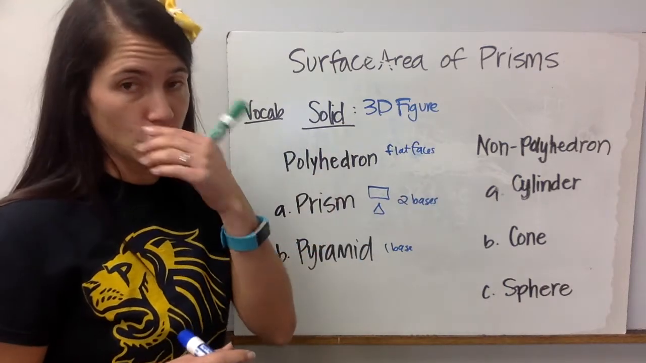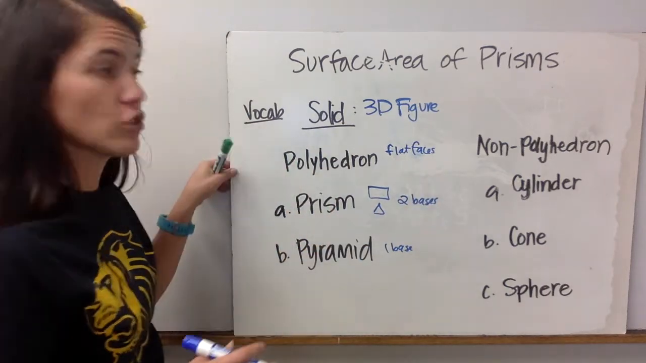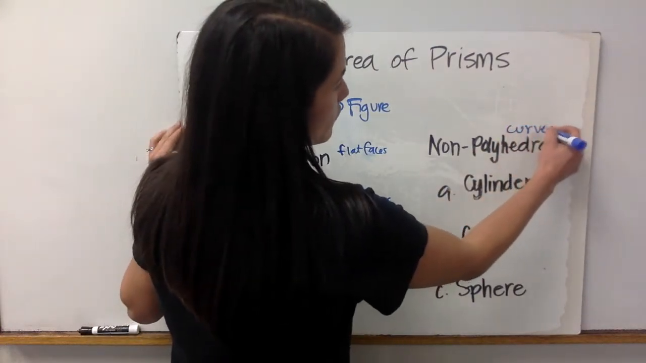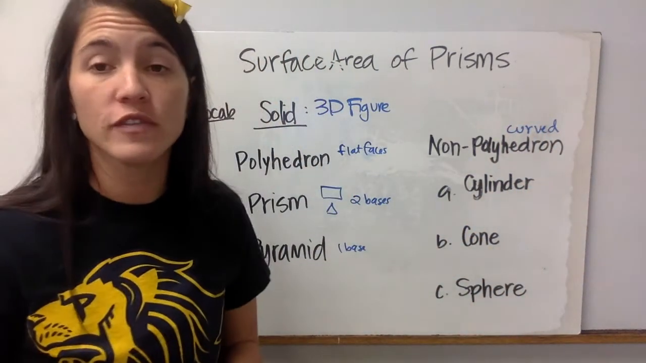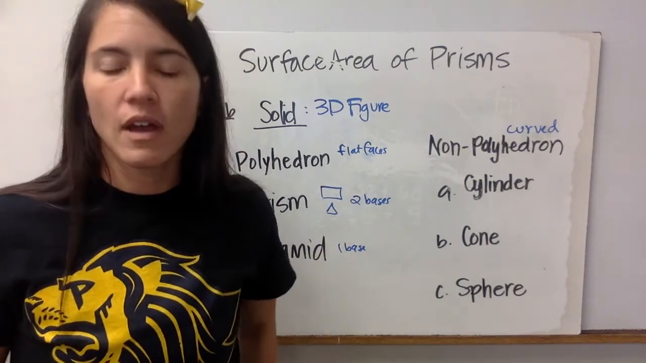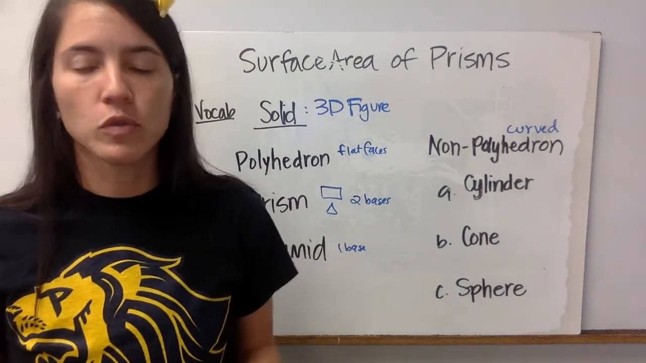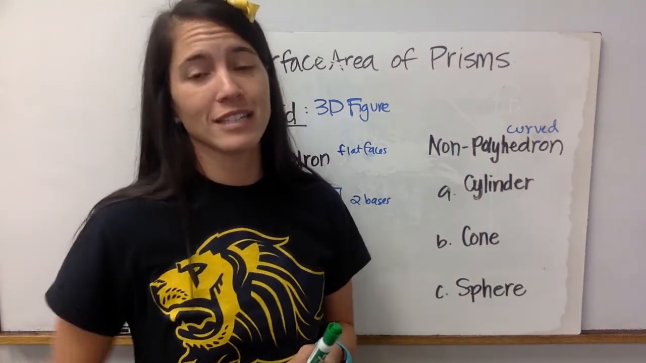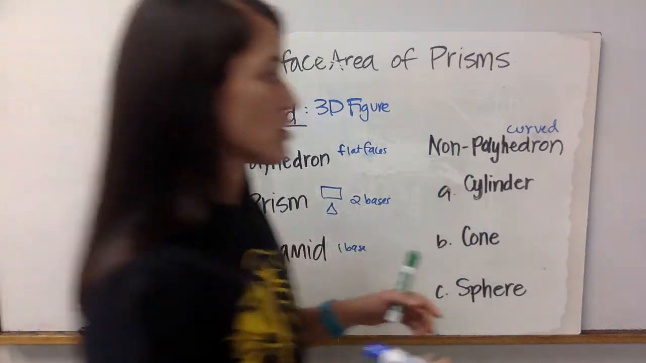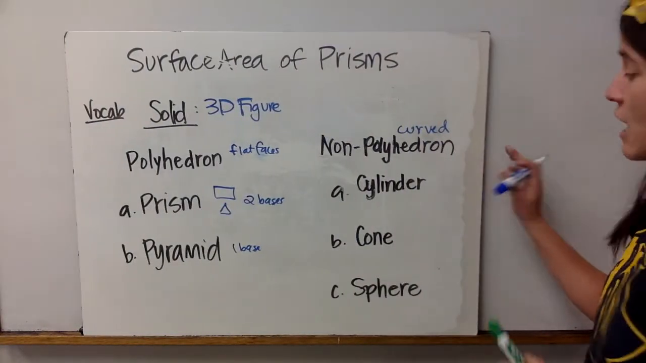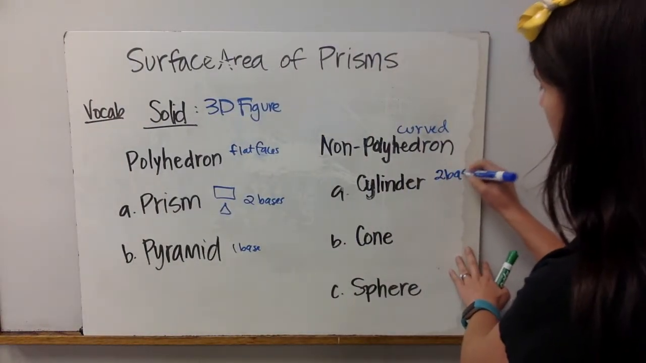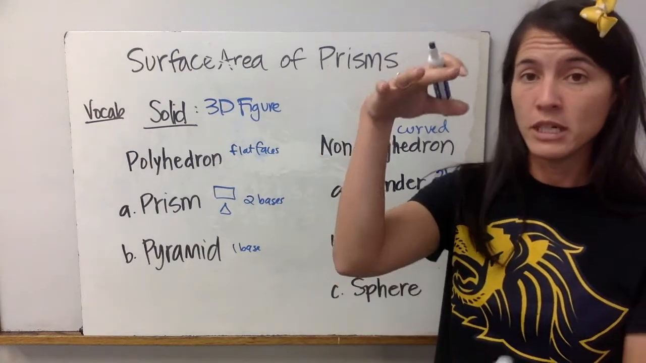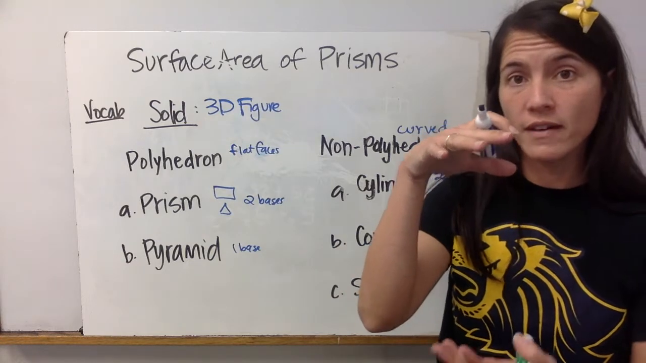Now, non-polyhedrons are three-dimensional figures, solids that have curved faces or curved edges, circles, or ovals or something like that. And the three that we're going to talk the most about are cylinders, cones, and spheres. So a cylinder has two bases, and they're circles. So on a cylinder, the top and the bottom or the ends are circles, and that's a cylinder.